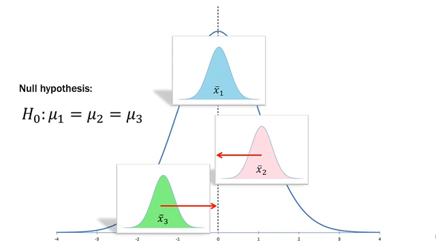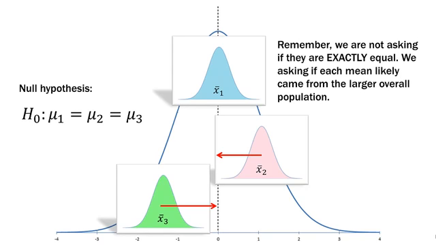So the null hypothesis in these types of problems, in ANOVAs, is whether or not these three sample means come from the same population. Now remember, the sample mean is a point estimator of the population mean. So our null hypothesis is that mu sub 1 equals mu sub 2 equals mu sub 3, which is another way of expressing that these three means come from the same overall population. Now remember, we're not asking if they are exactly equal. We're asking if each mean likely came from the same larger overall population.